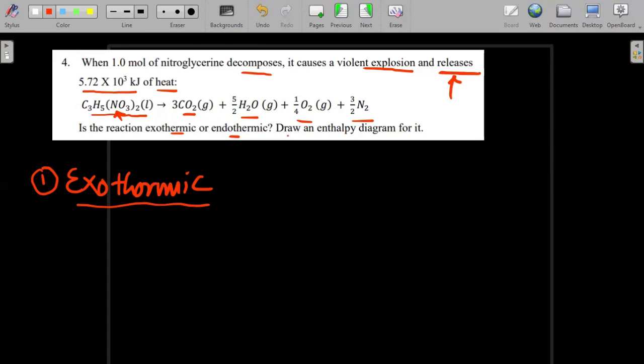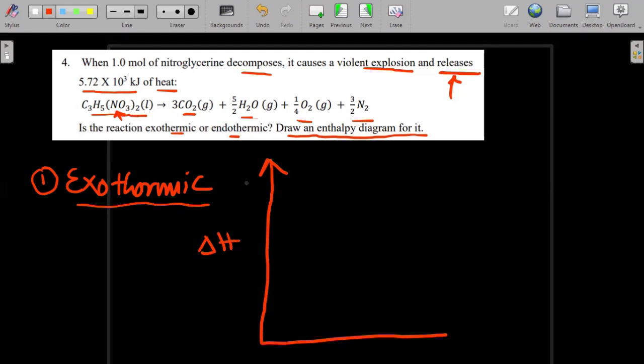And then the next question is, draw an enthalpy diagram for it. So we know that for exothermic reactions, the enthalpy diagram is like this. Let me draw it a bit straighter. So we know that on the vertical axis here, we are going to have our enthalpy, our change in enthalpy. And then on the horizontal axis, we are going to have the progress of the reaction.